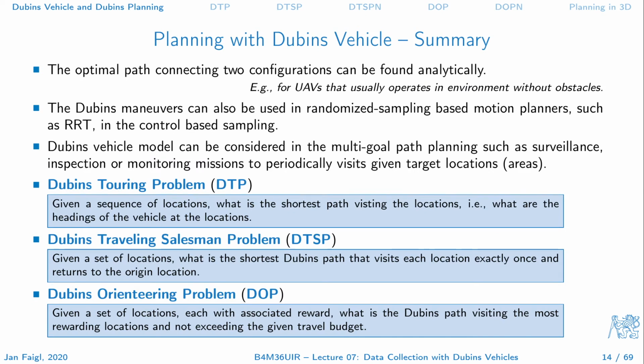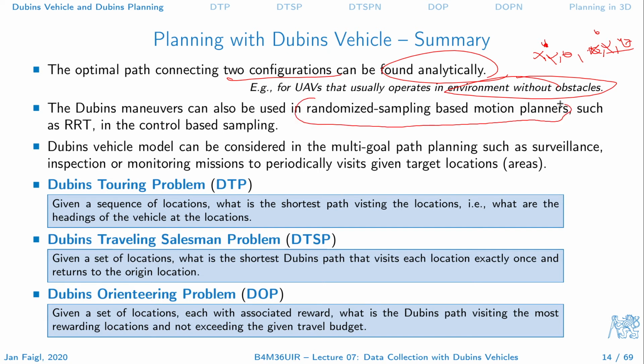So let's summarize the planning with Dubin's vehicle. If we have two configurations, x, y, and theta, x, y, and orientation, we can find the optimal shortest Dubin's path analytically. But don't forget, it is without obstacles. If you need a more complex environment, then you can take a look to randomized sampling-based motion planners. But regarding the aerial mission, this is not that complicated, and there are so many scenarios and deployments where you can work without the obstacles.